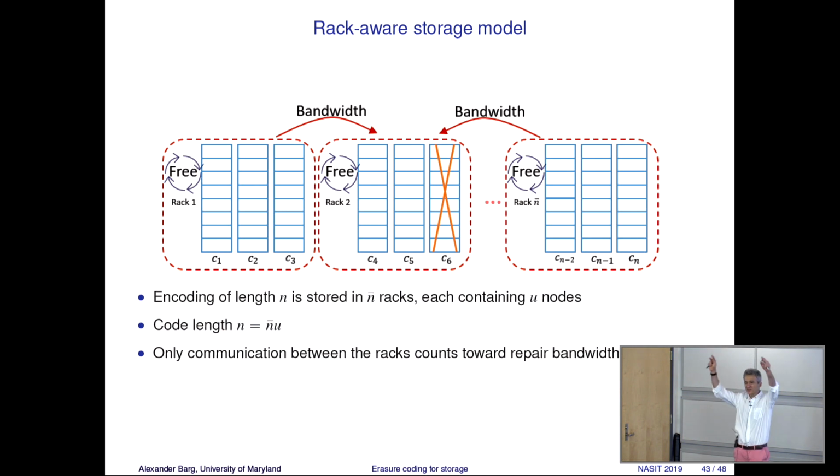So one such thing is called a rack. The drives are put on a rack. Let us say communication within the rack is free, and communication between the racks is the only thing that counts toward the repair bandwidth. That is heterogeneous storage. Communication between some vertices in your graph is easier than between the other vertices.